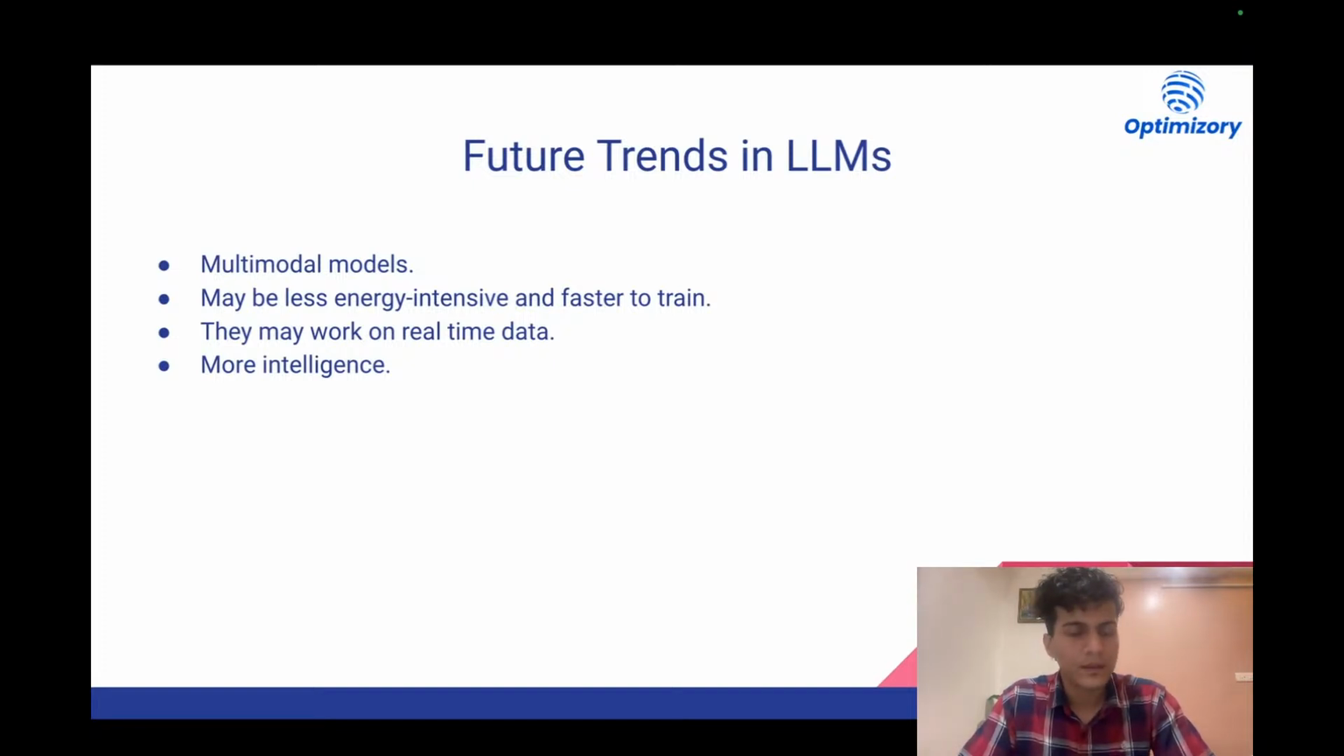as input. And in future we may get less energy intensive models which are faster to train, do not require heavy computational power, and they may work on real time data. They may have internet access, and they may become more intelligent. They will become more intelligent because AI is continuously progressing. If you look two years back and now, AI has progressed a lot. So we expect our LLMs will get more intelligent.